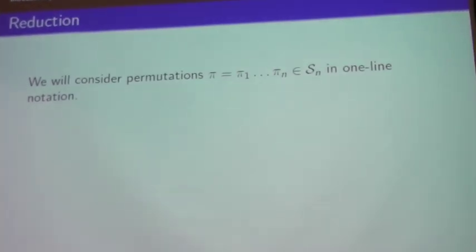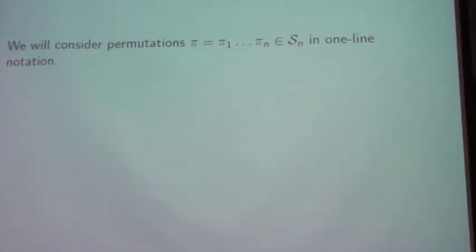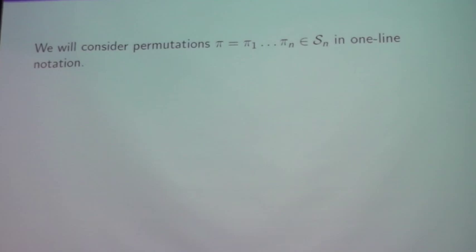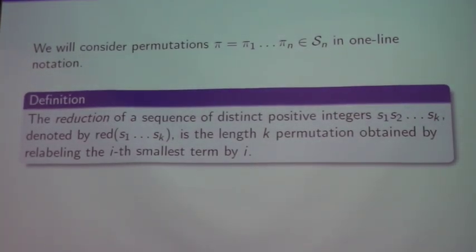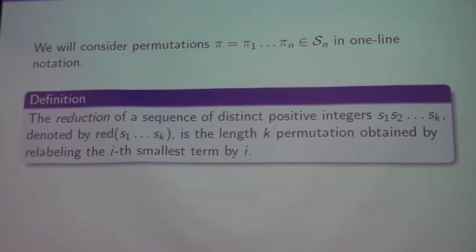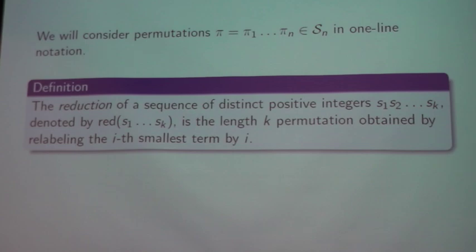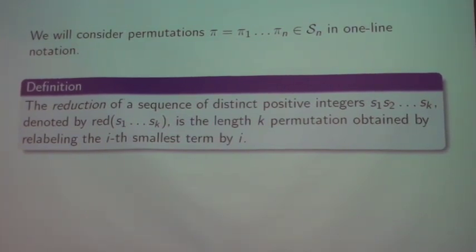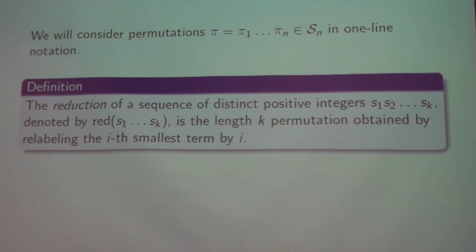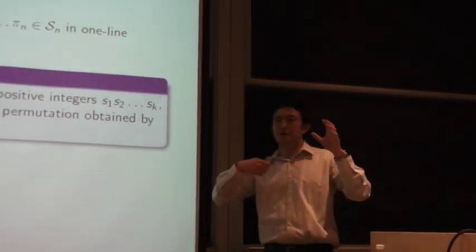All right, so I'll start off with some basic definitions. The main object of study will be permutations, and I'll consider permutations in one-line notation. First, I start off by defining the reduction. If I have k distinct numbers, the reduction of that finite sequence is the relabeling such that I take the smallest entry, I label it 1. I take the next smallest entry, I label it 2, and so on.